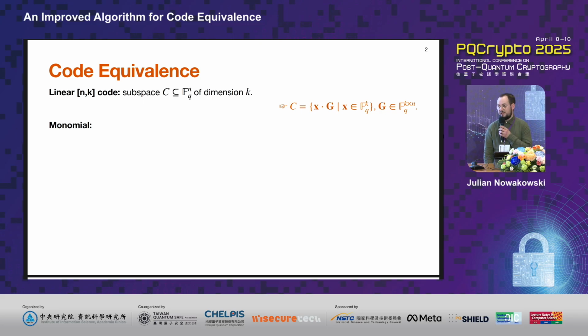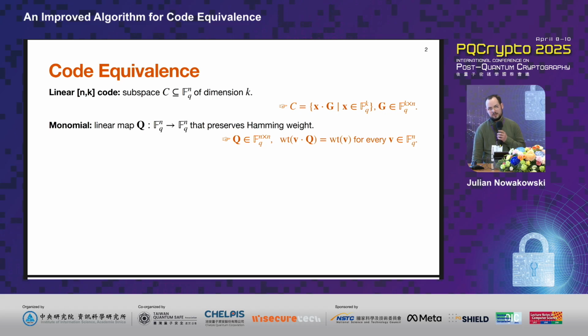But just as a reminder, it's a subspace C of F_q^n having dimension k. Or if you want to put it more constructively, it's a set C consisting of elements of the form x times G, where x ranges over all k-dimensional vectors, and G is just some fixed k times n matrix over F_q, and that's what we would call a generator matrix of the code.